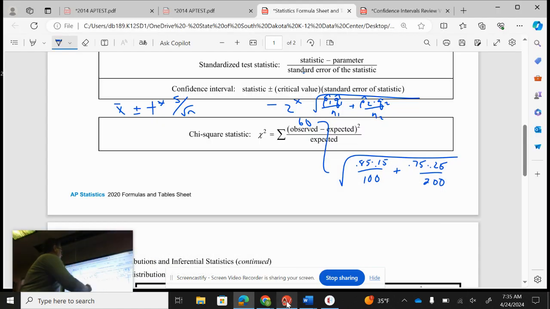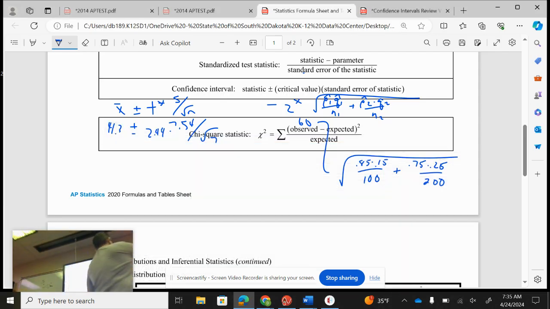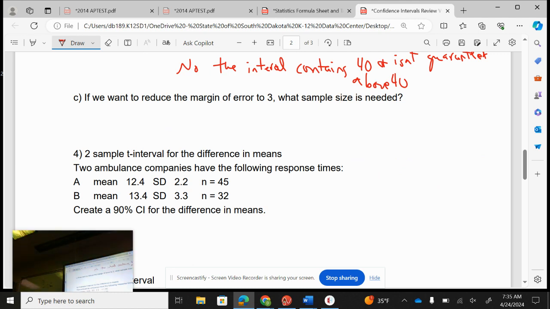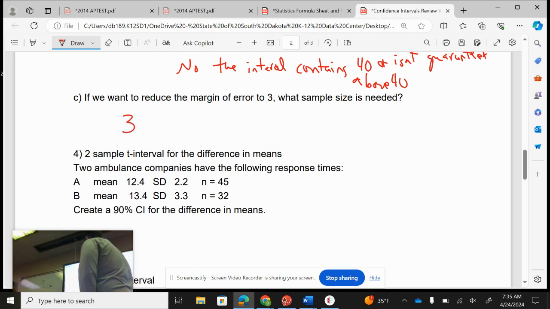Get a little bit of that on there, 7.54 square root of 7. I think that t star was something like 2.44. I'm not going to get the exact amount. And then this over here was 41.3. Okay. So a lot of times they give you those values, but we want the margin of error to be reduced to 3. So 3 equals.